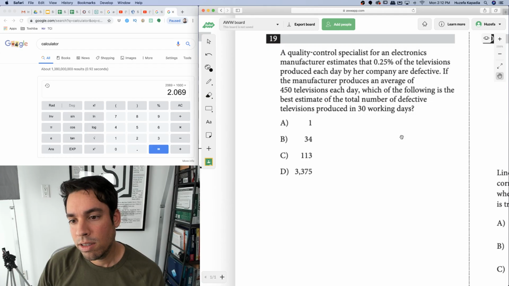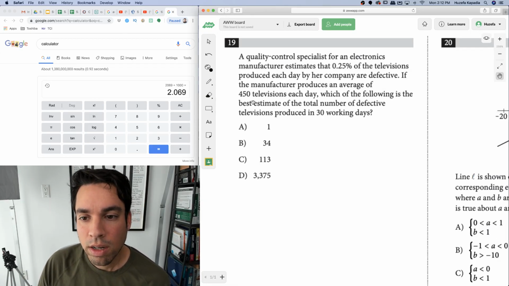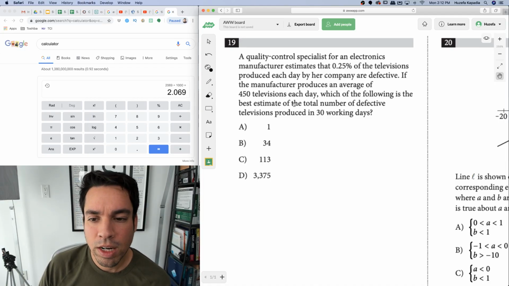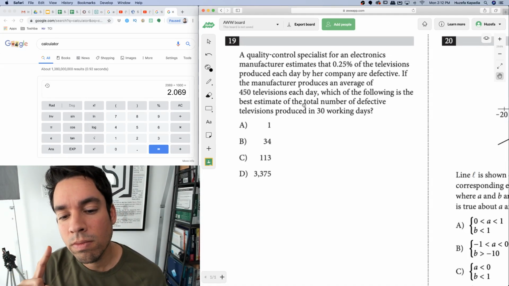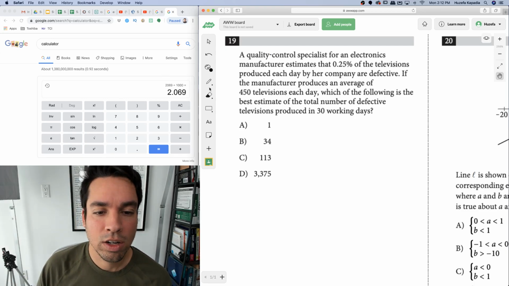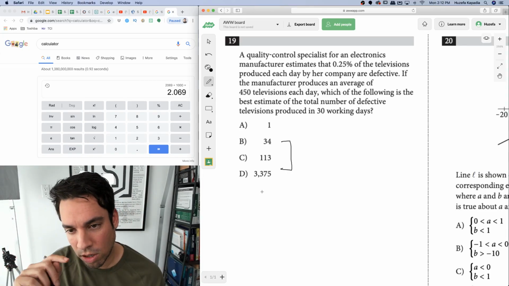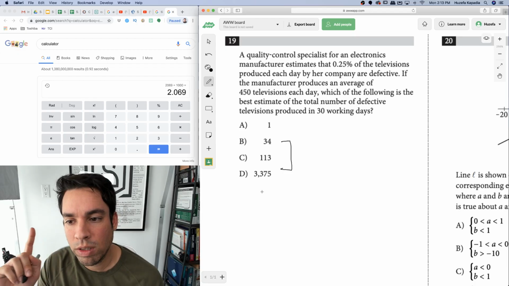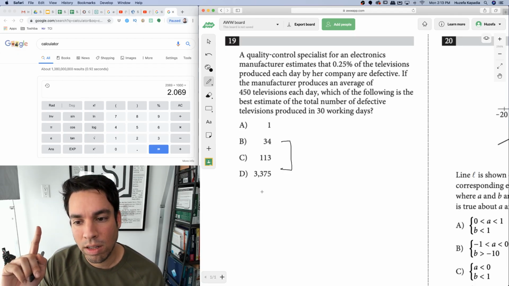Okay, 19. A quality control specialist for an electronics manufacturer estimates that 0.25% of the televisions produced each day by a company are defective. I can already tell, I bet you it's between these two, and I bet you it's B. I'll tell you why in a second. If the manufacturer produces an average of 450 per day, which of the following is the best estimate for the total number of defective in 30 working days?